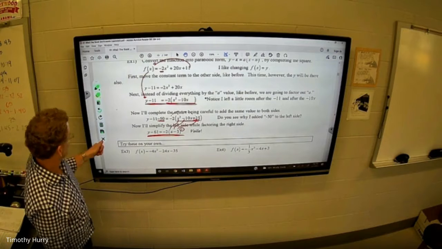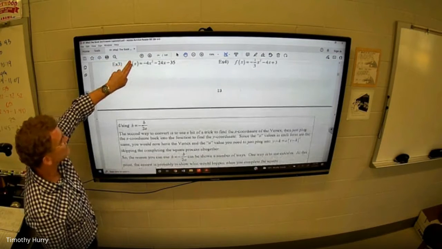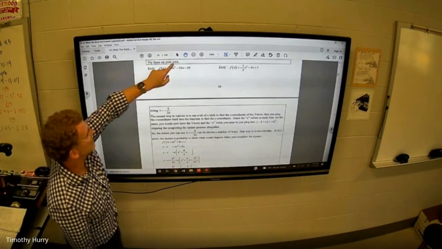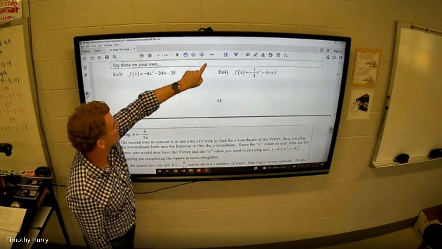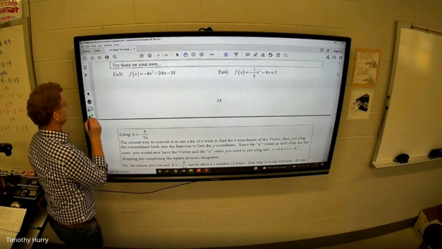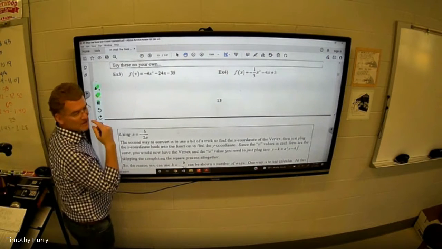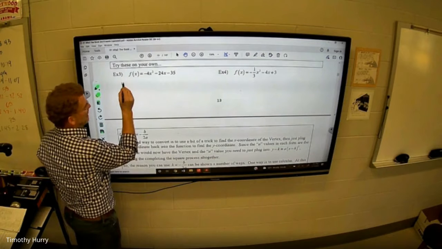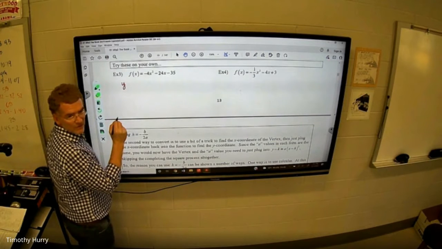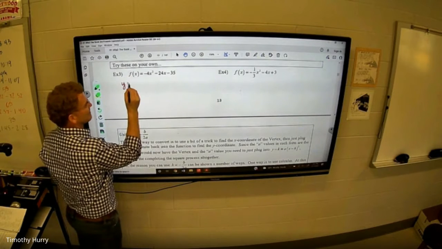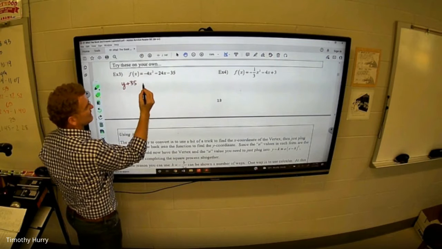So, real quickly on your own, tell me what to do on this example 3. We'll do this as quickly as we can. Example 3, what are you doing first? Change that to a y. Add the 35 to both sides, gives me y plus 35, leave a little space.